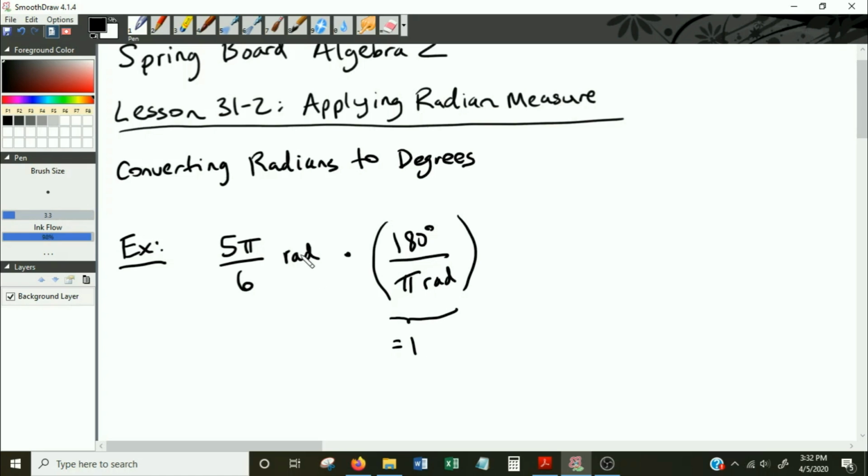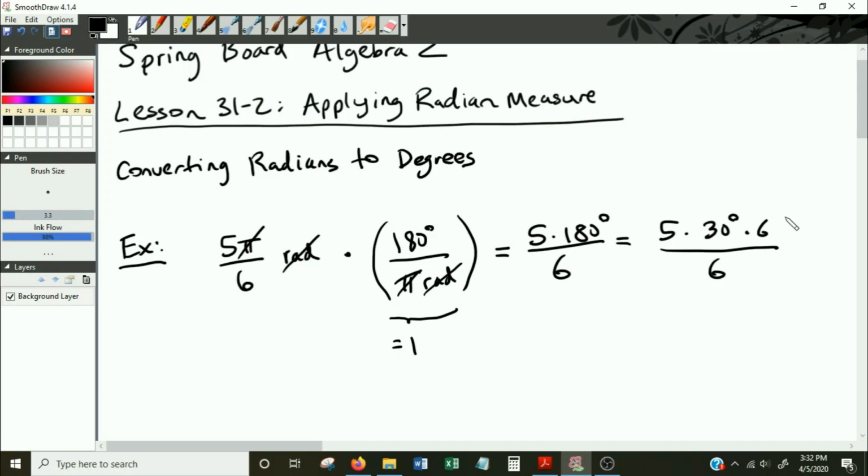So what's going to happen is this pi is going to cancel with this pi. This unit of radians will cancel with this unit of radians. And what we're going to get is 5 times 180 degrees divided by 6. Now I can cancel this, so I can write 180 degrees as 5 times 30 degrees times 6, and this is going to be over 6. So these 6's cancel, and I'm left with 150 degrees.